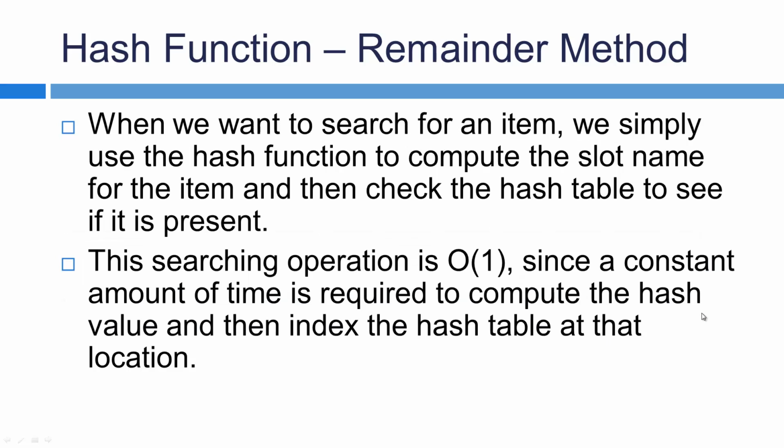When we want to search for an item, all we have to do is simply use the hash function to compute the slot name for the item and then check the hash table to see if it's present or not. That allows the searching operation to be done at big O(1), since a constant amount of time is required to compute the hash value and then index the hash table at that location.